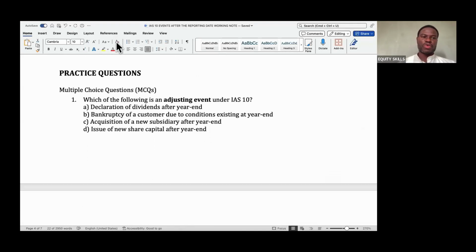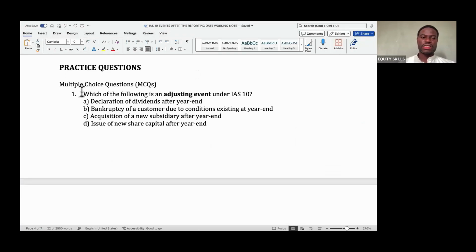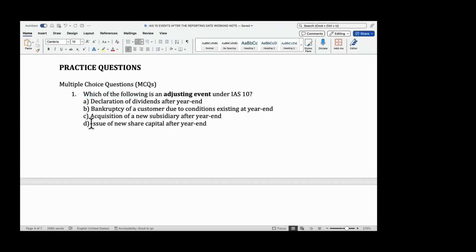Now, I have some questions that we need to solve here. The first one: which of the following is an adjusting event under IAS 10? A, declaration of dividend after the year end; bankruptcy of a customer due to condition existing at the year end; acquisition of a new subsidiary after the year end; issue of new share capital after year end. It is bankruptcy of a customer due to condition existing at year end. The condition already exists before the year end, so it is adjusting, sir.